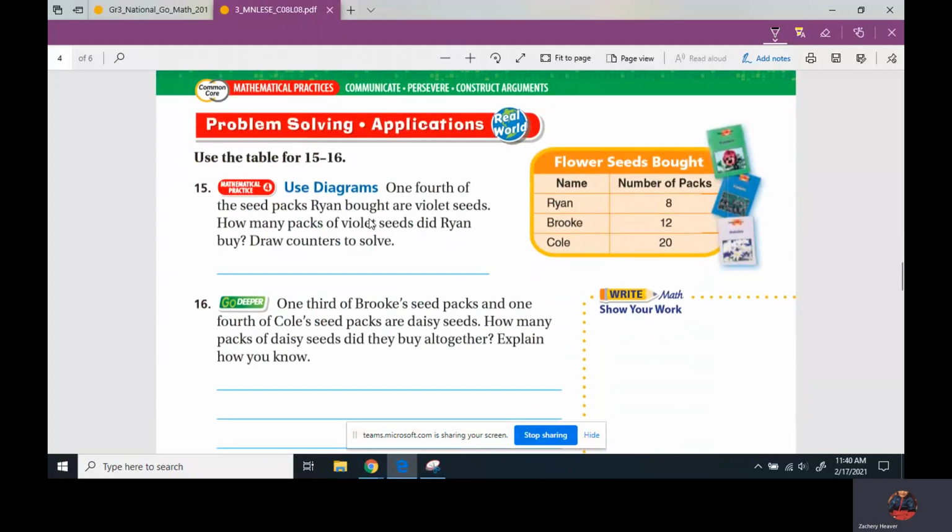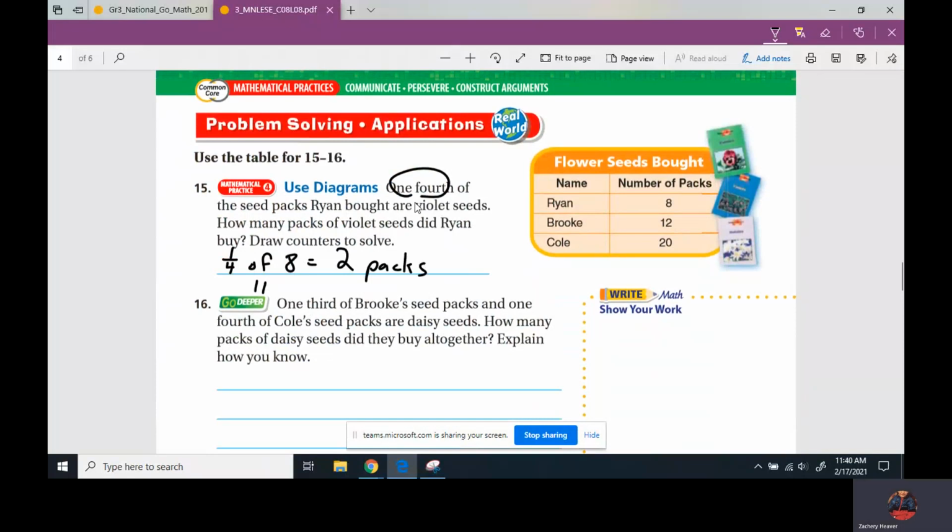The next one, we're going to use this diagram. 1/4 of the seed packs Ryan bought are violet seeds. How many violet seeds did Ryan buy? So Ryan bought 8 packs. So we're looking for 1/4 of 8. Ask yourself, how many times can 4 go into 8? 4, 8. So 2 packs.